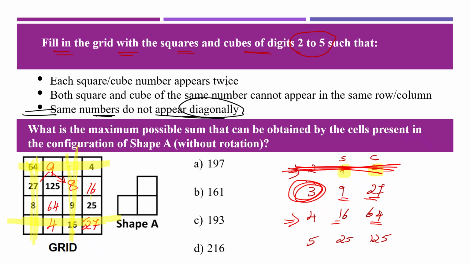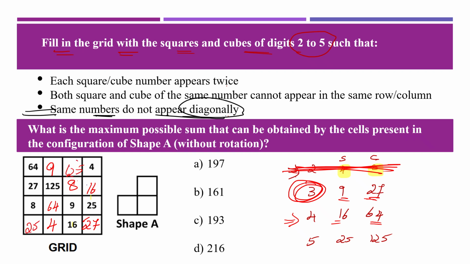Is there any 64 around? No. Okay, so the last final 2 squares are left. Let's go with this. I put 5 here. Oh no, 25. Okay, 25 here and 125 here.